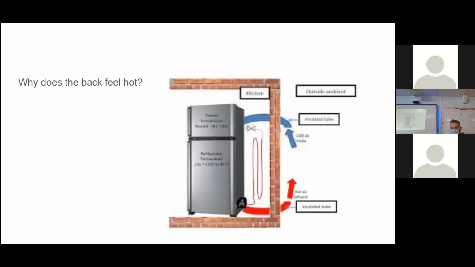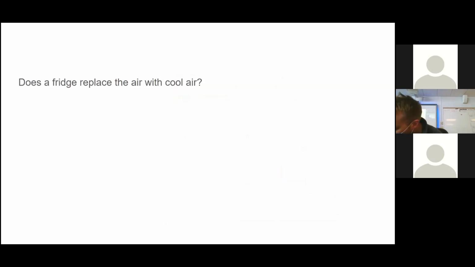So why does the back feel hot? The back feels hot because the refrigerator needs to vent out its hot air. This is called the heat exhaust, and it can be located either in the back of the fridge or at the bottom. And basically there's tubes inside the fridge, and the hot air is pumped out through those tubes. Does a fridge replace the air with cool air? So a fridge doesn't really replace the air inside of it. The hot air leaves the fridge, which cools it down. And that's basically it.